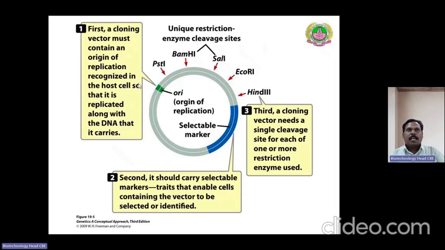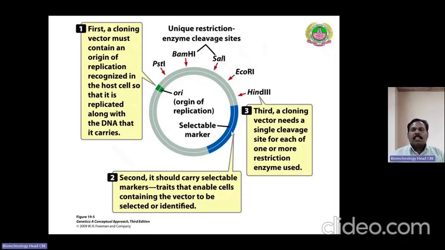First, you can see here the plasmid possesses an origin of replication, which is recognized by the host cell so that it is replicated along with the DNA that it carries. That means the DNA that we cloned in the unique cleavage site after opening, the foreign DNA cloned, will also get replicated along with the origin of replication process.